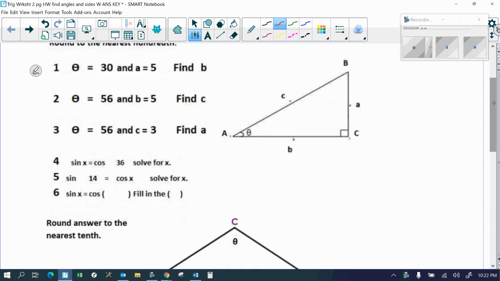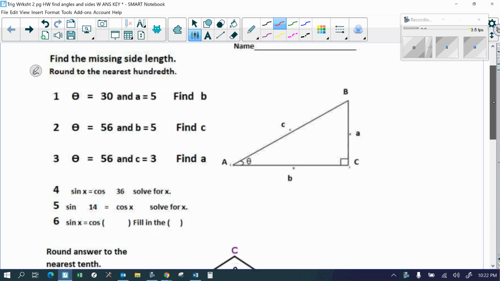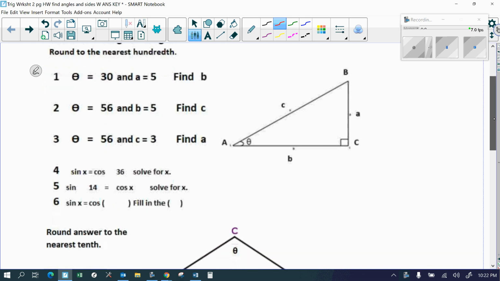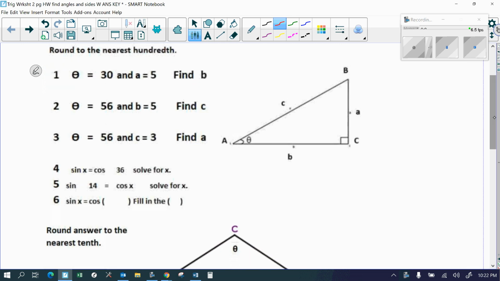Okay, students, here we're going to use our SohCahToa again and find the missing side length on problems 1 through 3. So you notice they give us theta is 30 degrees for problem 1, and A is 5. Well, since it's 30 degrees, I know this is 60 degrees. These are complementary, so it's a 30-60-90 special right triangle. So I can actually fill in the other side lengths.